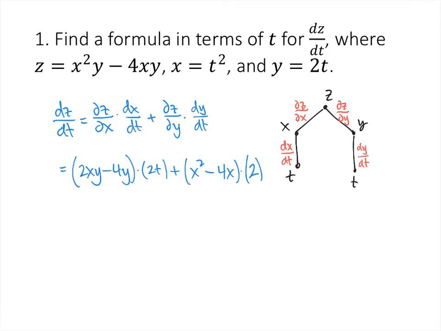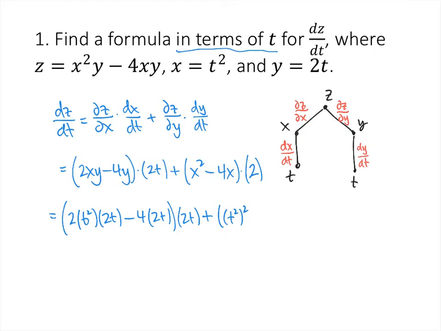Now we're asked for a formula in terms of t, so this expression that we have that has x's and y's and t's in it is not really what we want. But the good news is that all we have to do is replace the x's and the y's by what they're equal to. So all the x's turn into t squareds, and all the y's turn into 2t's. So 4 times 2t times 2t, and then x is going to be t squared minus 4 times t squared, and that's going to be times 2.